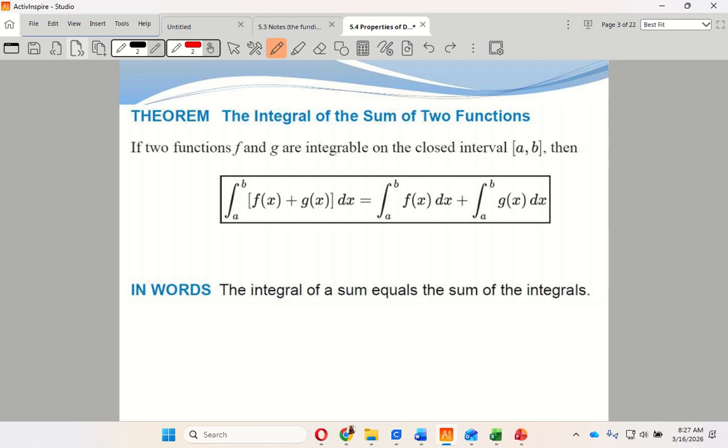So, if the sum of two functions f and g are integrable on a closed interval from a to b, then we could actually break this up into separate integrations by themselves. That's going to be key because one of our fundamental theorems of calculus is going to be based on that. But you're not going to be given a function, you're just going to be given what that answer is.